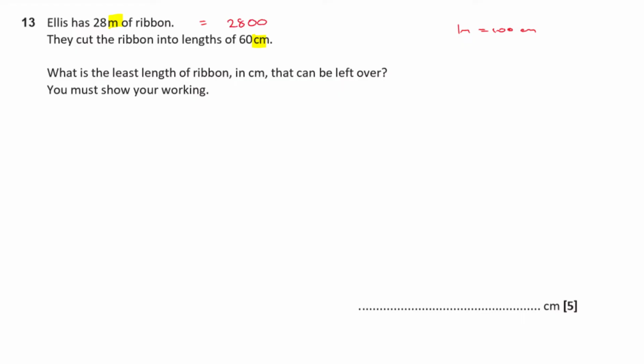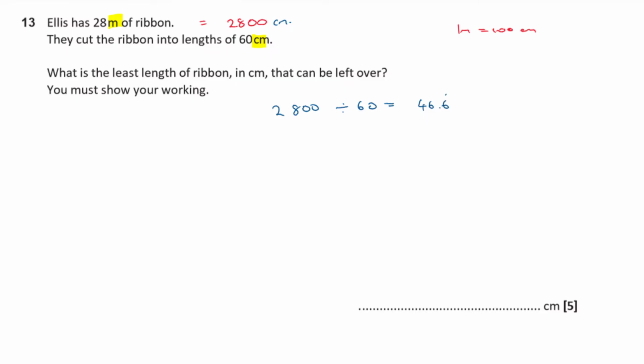2800 centimeters. So how many times does 60 go into 2,800? So 2,800 divided by 60. What's that then? That comes out to be 46.6 recurring.